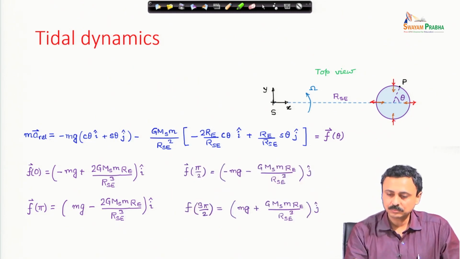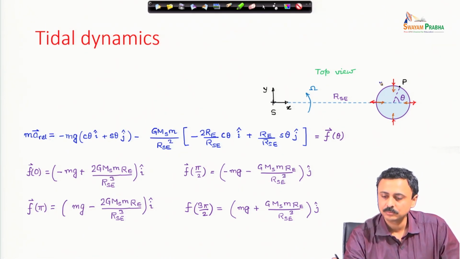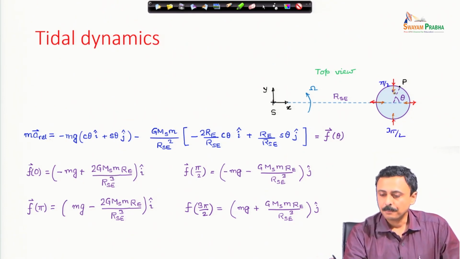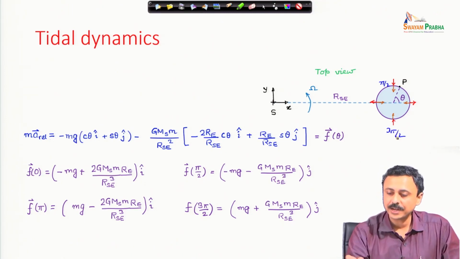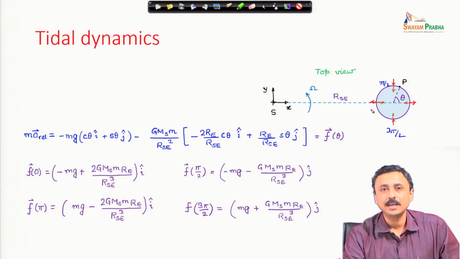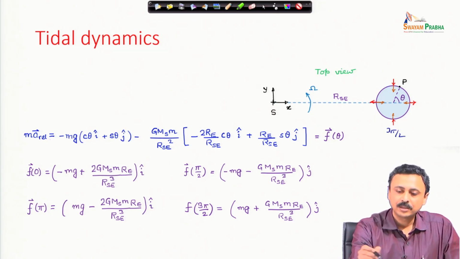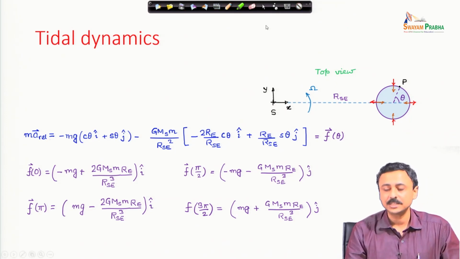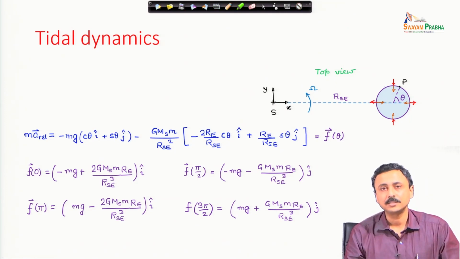When it is at pi by 2, at these two locations, this is at pi by 2 and this is 3 pi by 2, you will find the weight is always towards the center of the earth, of course, but there is this additional term which is because of our analysis. At pi by 2 and 3 pi by 2 they are both towards the center of the earth, whereas at 0 and pi these additional terms are both away from the center of the earth. Therefore, what should we expect? This is the force that is acting on the particle at these points.